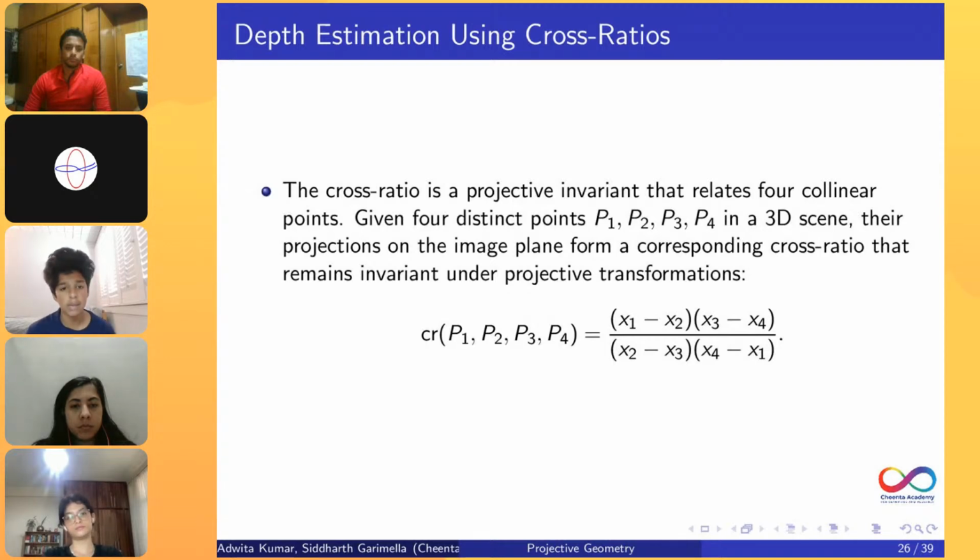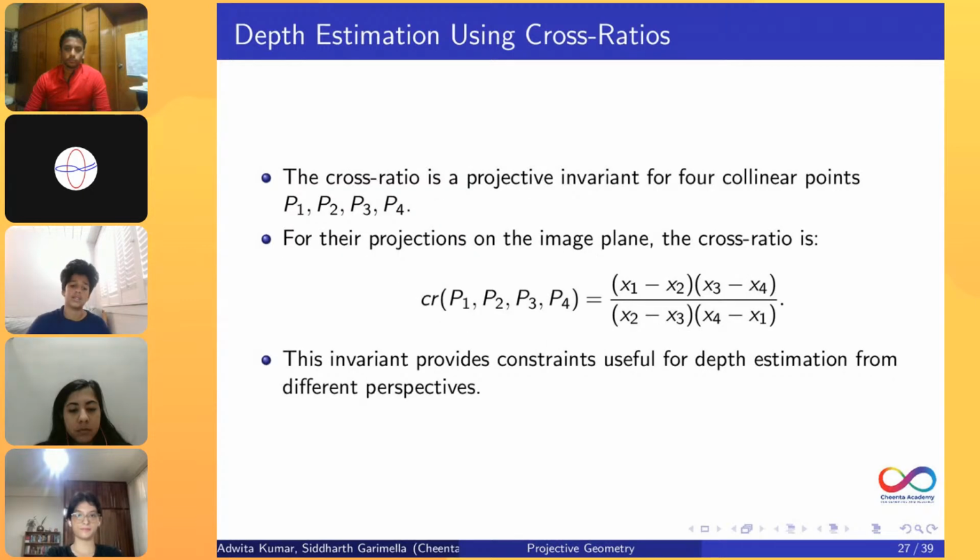Okay, so this is depth estimation using cross ratios. The cross ratio is a projective invariant that relates to four collinear points, as I said before. Given four distinct points P1, P2, P3, and P4 in a 3D scene, their projections on the image plane form a corresponding cross ratio that remains invariant under projective transformations. The cross ratio of P1, P2, P3, and P4 would be (x1 minus x2) times (x3 minus x4) divided by (x2 minus x3) times (x4 minus x1). Next slide.